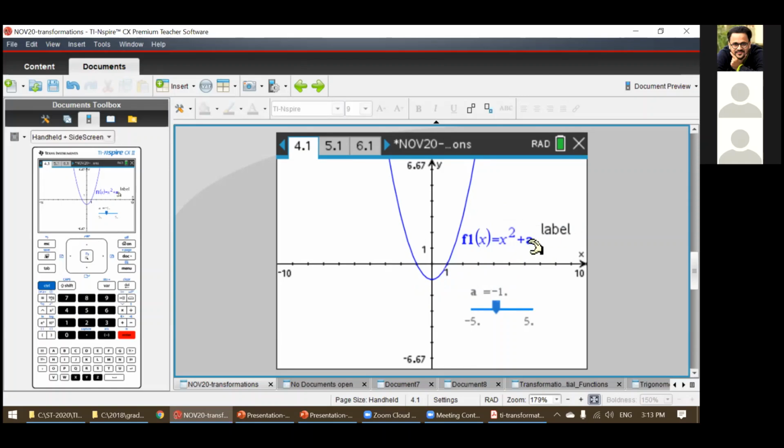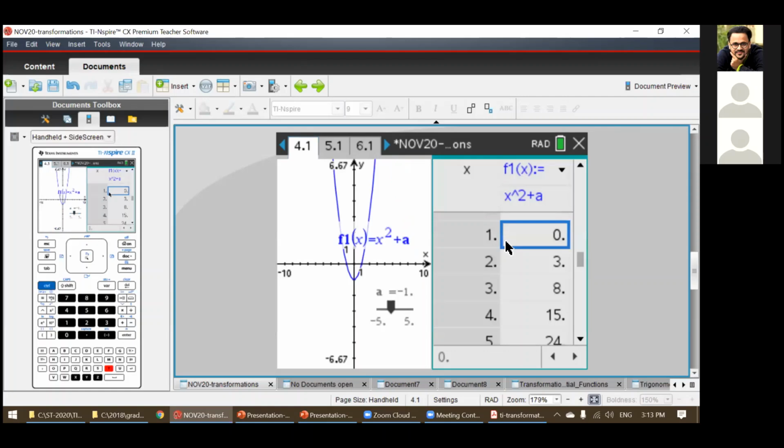Now, the best feature about the graph in the TI is the simultaneous table that you can also generate. So for example, let's say you wanted to know the table associated with these values. Many a time in the IB and even in the IG, you will get questions like, find the point on the transformed graph.